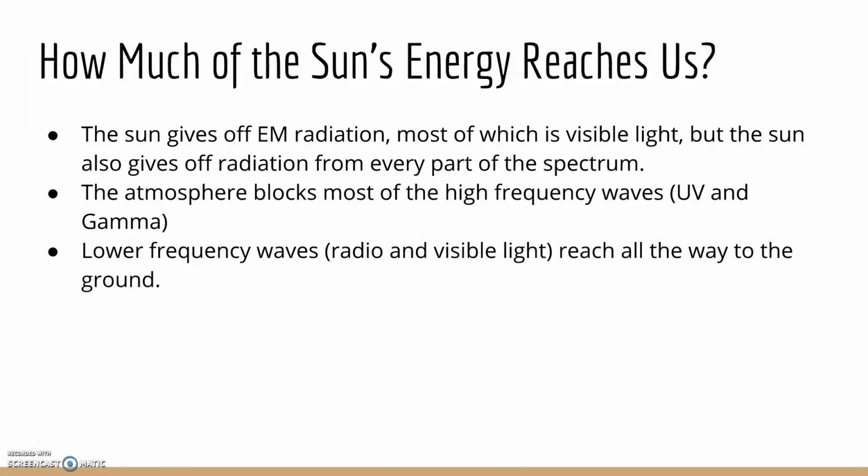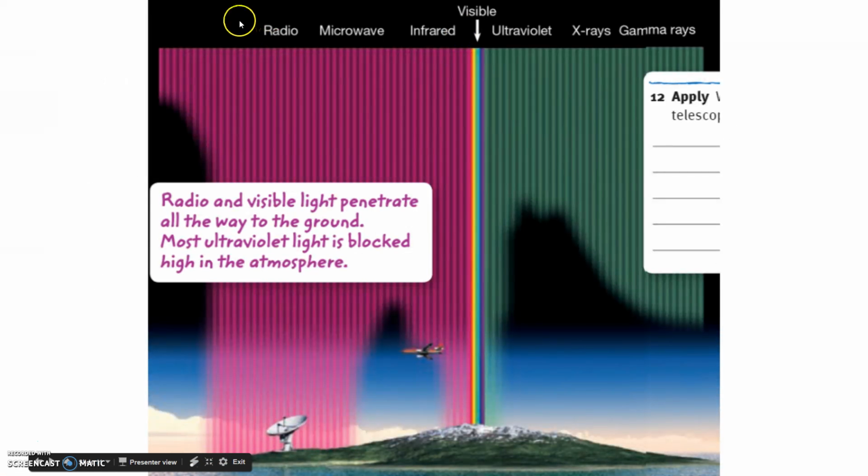The atmosphere blocks most of the high frequency waves, but lower frequency waves actually reach all the way to the ground. So if you look at this picture over here, this is the spectrum. You have your radio, which is your longer wavelength, and you have your gamma over here. The atmosphere is this gradient between the black and the blue.